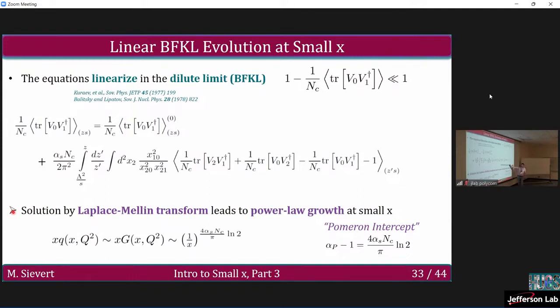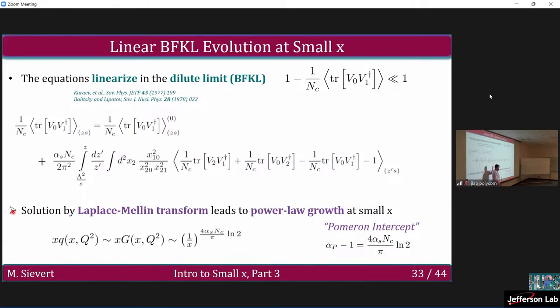When you solve this, you get something quite remarkable. This is giving you the exponential growth as a function of rapidity of gluon density. So if you solve this evolution equation and ask what the leading behavior is at high energy, or as x goes to 0, the solution is that your PDF, actually all of your PDFs, doesn't matter if it's the quarks or the gluons, everything is growing at the same rate. They grow as a power law behavior of 1 over x as x goes to 0.